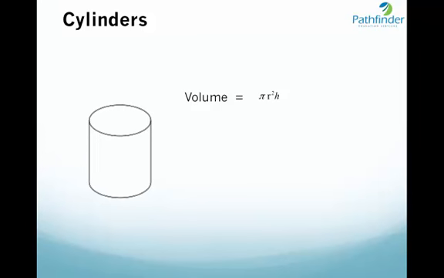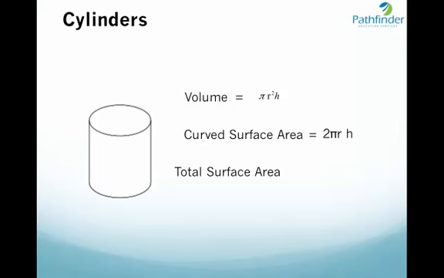Cylinders, volume is pi r square h, curved surface area is equal to 2 pi r h, and total surface area is equal to 2 pi r h plus 2 pi r square. The flat surface area on the top and the flat surface area on the bottom is added on to the curved surface area to get total surface area.